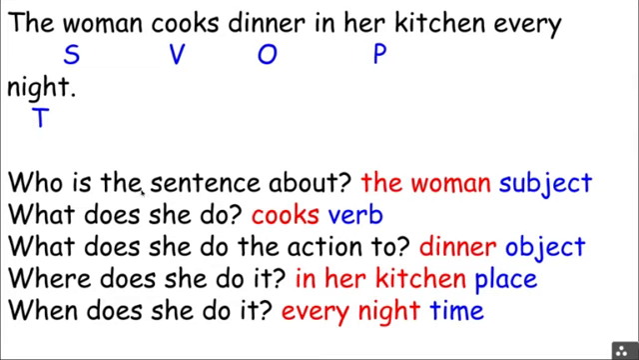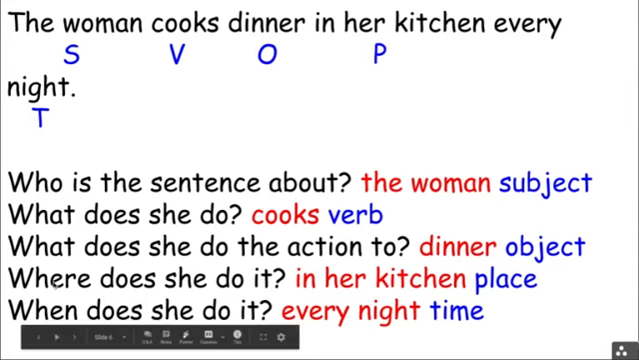Who is the sentence about? The woman. So we say that is the subject of the sentence. So I would put an S for subject under the woman. Well, what does the woman do? Cooks. So that's my verb. So I put a capital V under cooks. What does the woman do the action to? What does she cook? She cooks dinner. That becomes my object. So I would put a capital O under dinner.